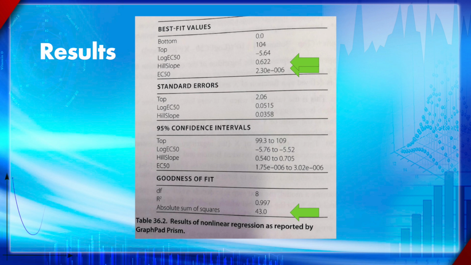If the R square value is closer to 1, it means it's a really good fit. In this case it is 0.99, which is a really good fit. That is how to interpret the results of this non-linear regression.